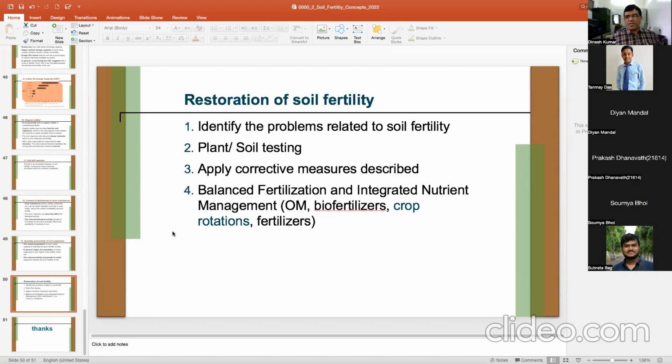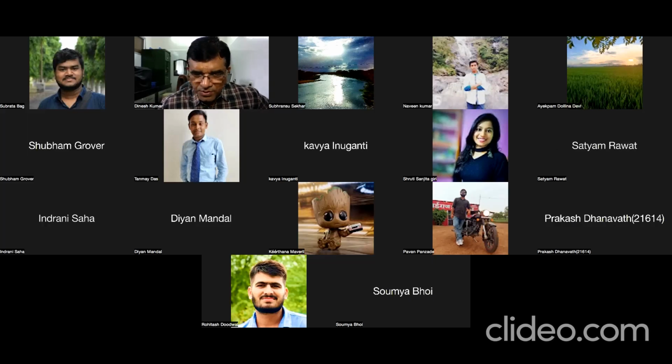A number of measures are available to bring the pH to the ideal level, and corrective measures should be applied. Suppose there is a deficiency of nitrogen, phosphorus, or potash, soil testing will tell us, and then we can apply corrective measures. Corrective measures are mostly balanced fertilization, integrated nutrient management, control of erosion, and so on. So now you have seen the factors that govern soil fertility. In the next lecture, I will show you the reasons for declining fertility. And just 5 minutes more, I want to share one more presentation.